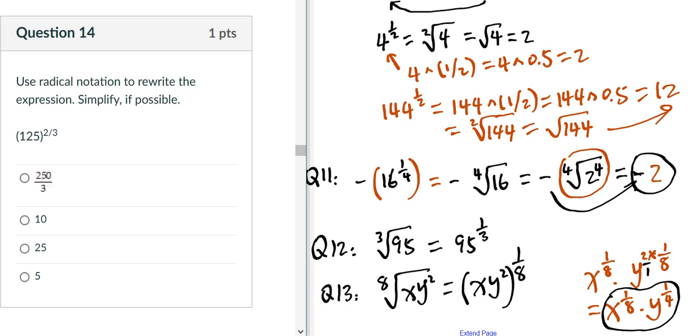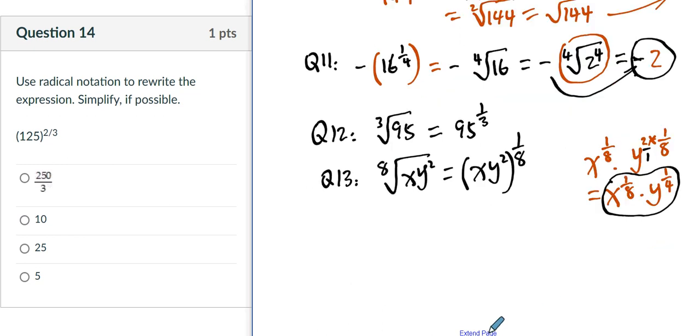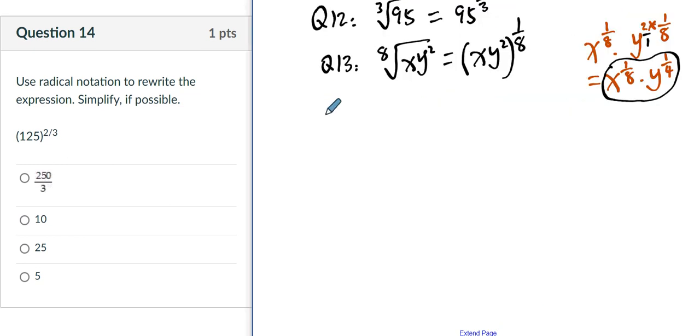Okay, now question 14. Question 14, we know that we have 125 to the exponent 2/3. What you really do is take the cube root of 125 and then square it.